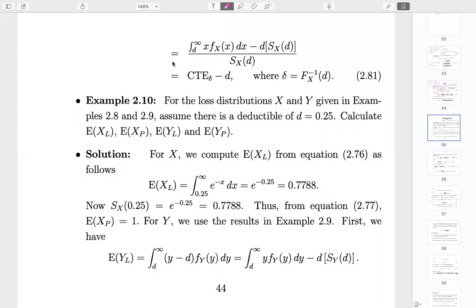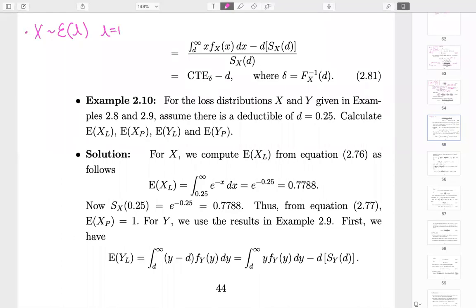In this video, we are going to handle one specific example, and we're going to calculate the expectation of XL and the expectation of XP for two very special distributions. In this example, we have X and Y. X follows an exponential distribution with parameter lambda. In fact, lambda is 1.